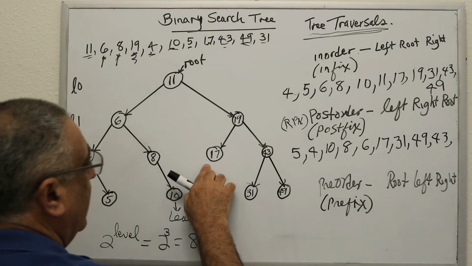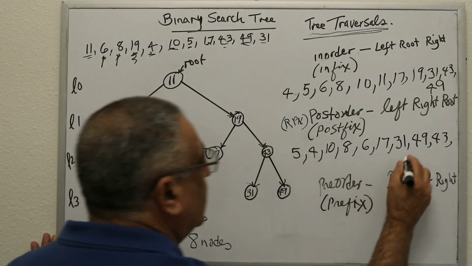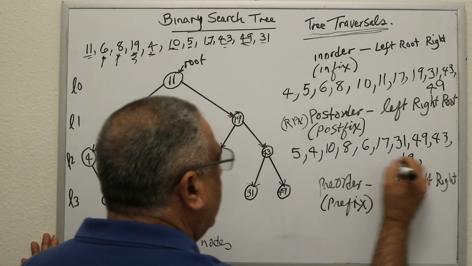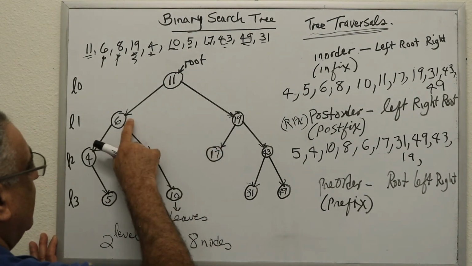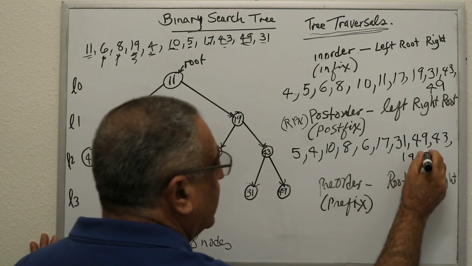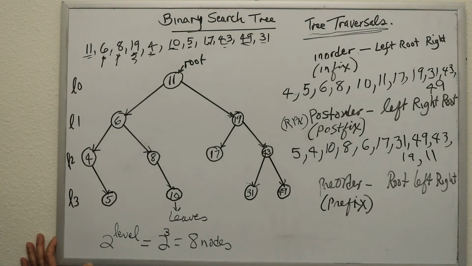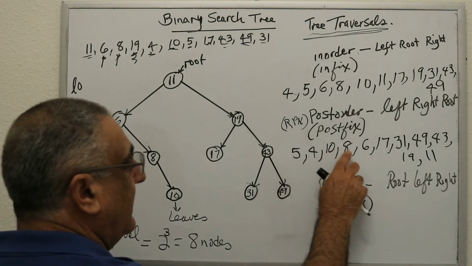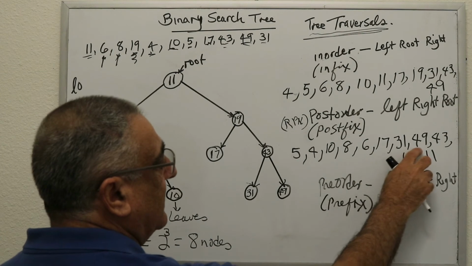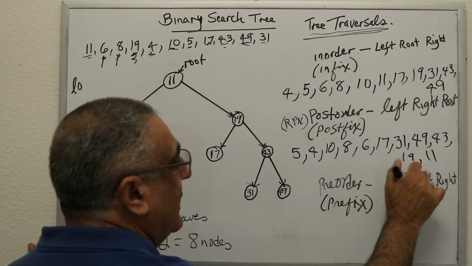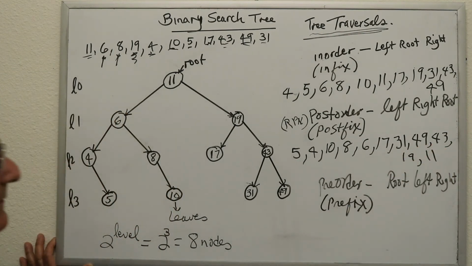Now, you've gone left, right. Now you go root, which is 19. Then you backtrack, left, right, root, which is 11, see? So this is called the post order. 5, 4, 10, 8, 16, 17, 31, 49, 43, 19, and 11.